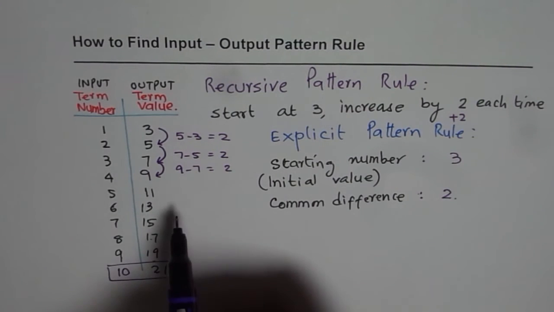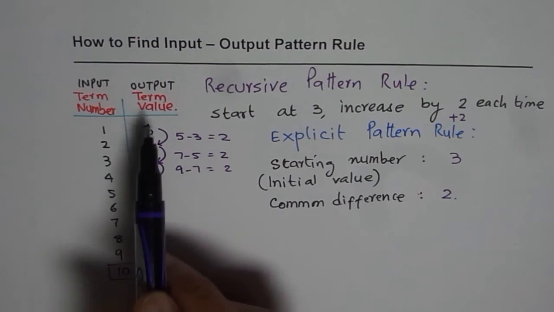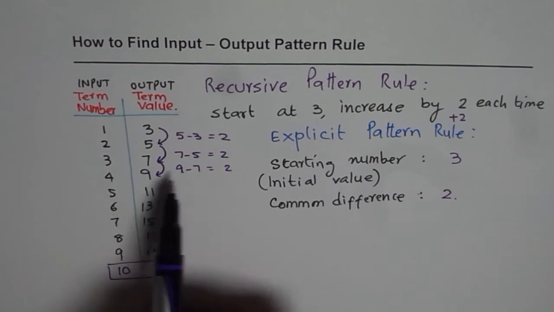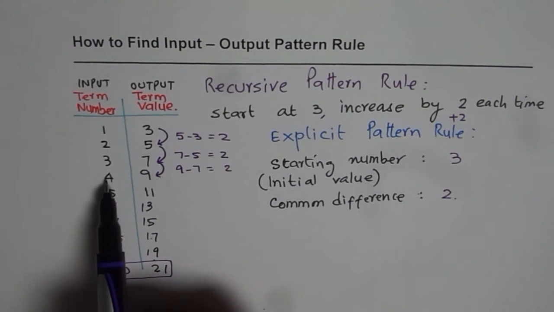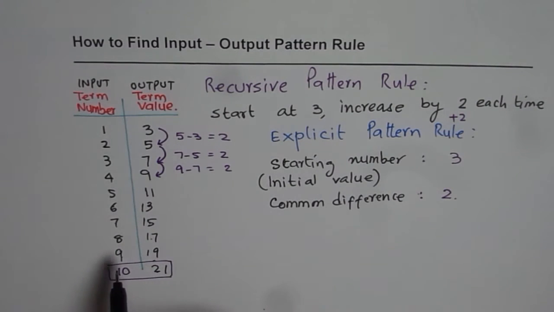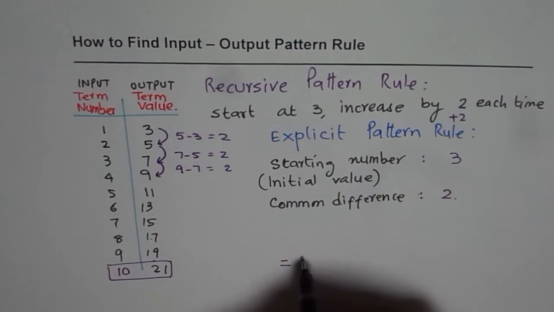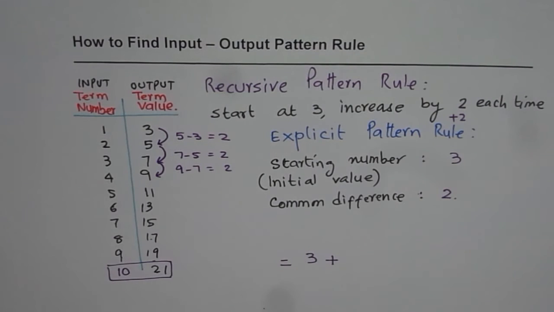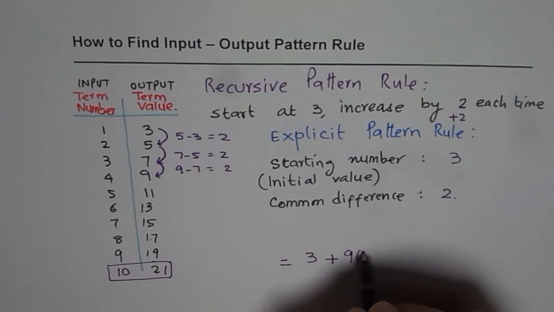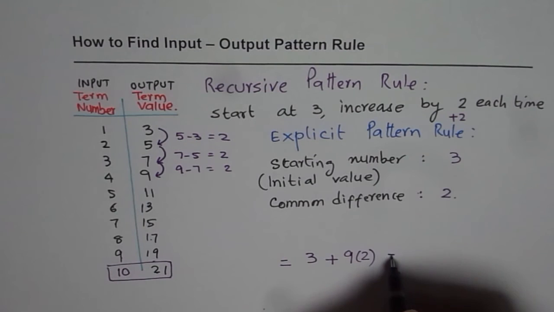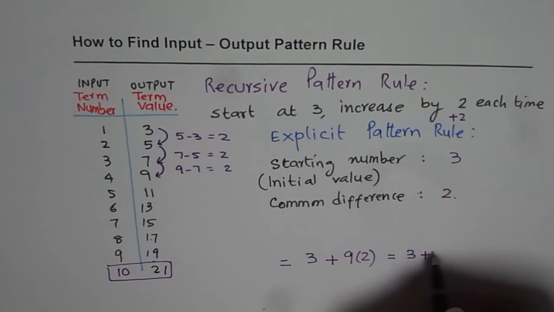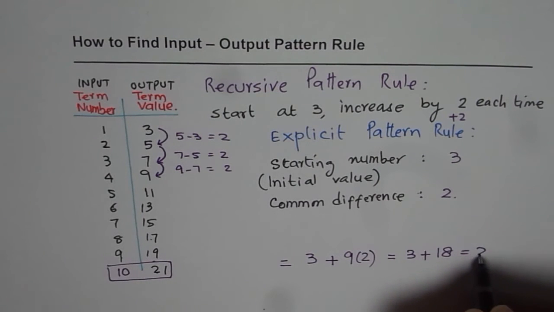What you will note here is that if you want to find the term value for the fourth term, how many 2's do you add? 1 less than 4, 3, right? So that gives you the rule. So for the 10th term, the output should be how much? Starting value, which is 3, plus how many 2's? 9 2's, 1 less than 10. So 9 times 2, which gives us 3 plus 18, and that is indeed 21.